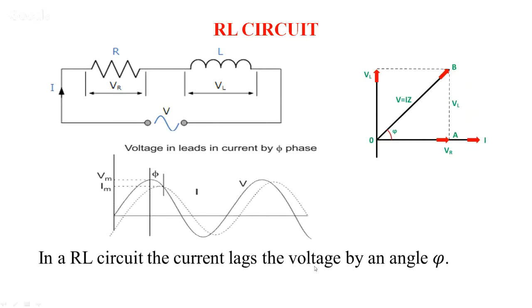This is very important, you have to understand. In case of an RL circuit, the current lags the voltage. So this is the resultant voltage. The current lags the voltage by an angle phi. So you can see here also in the wave diagram, there is a phase angle difference of phi between the voltage and the current.